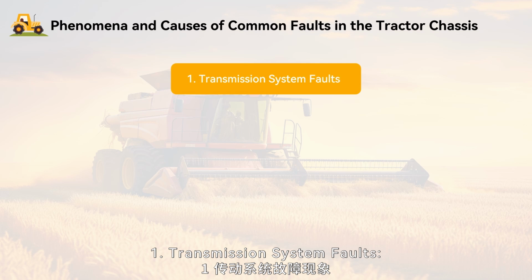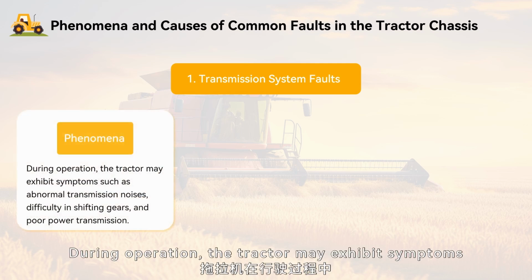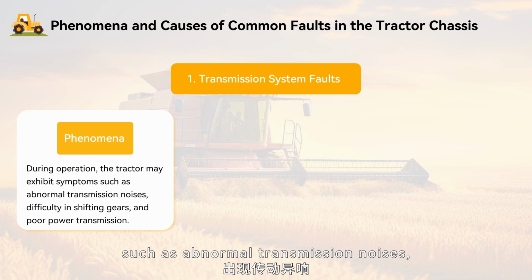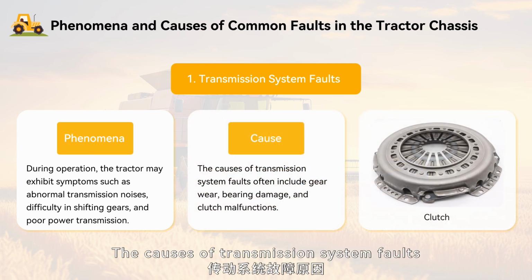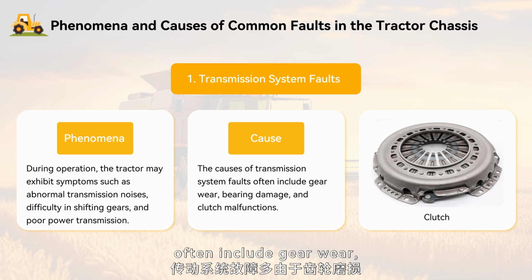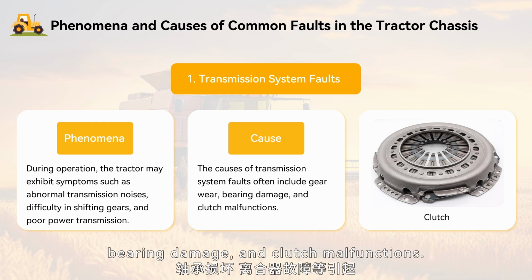1. Transmission system faults. During operation, the tractor may exhibit symptoms such as abnormal transmission noises, difficulty in shifting gears, and poor power transmission. The causes of transmission system faults often include gear wear, bearing damage, and clutch malfunctions.